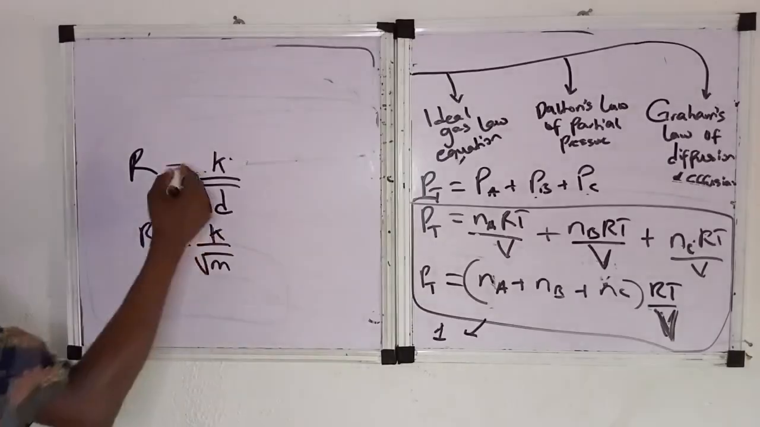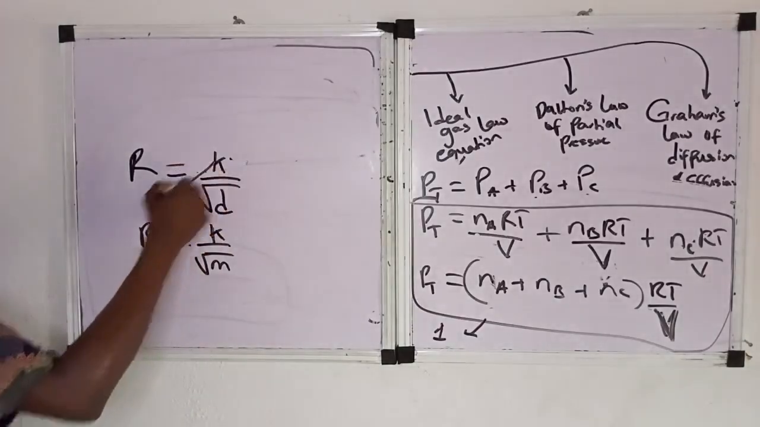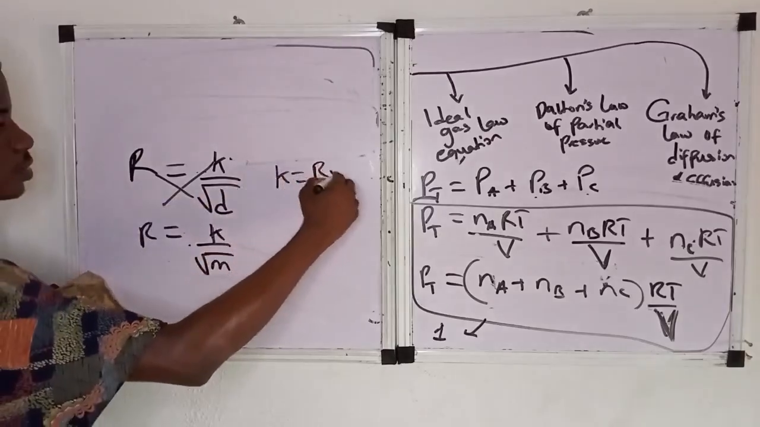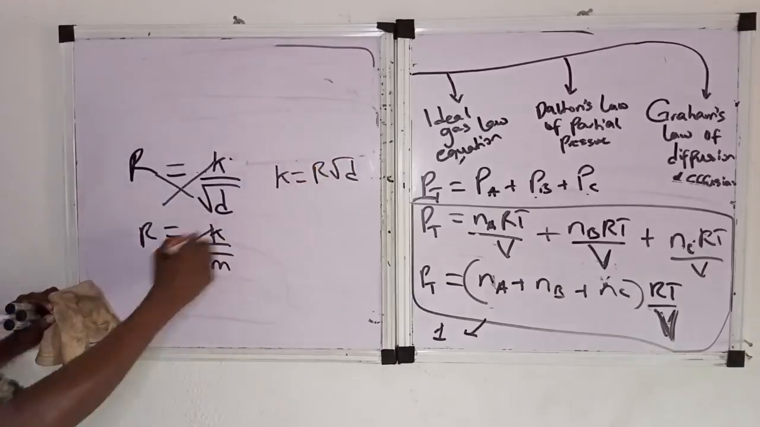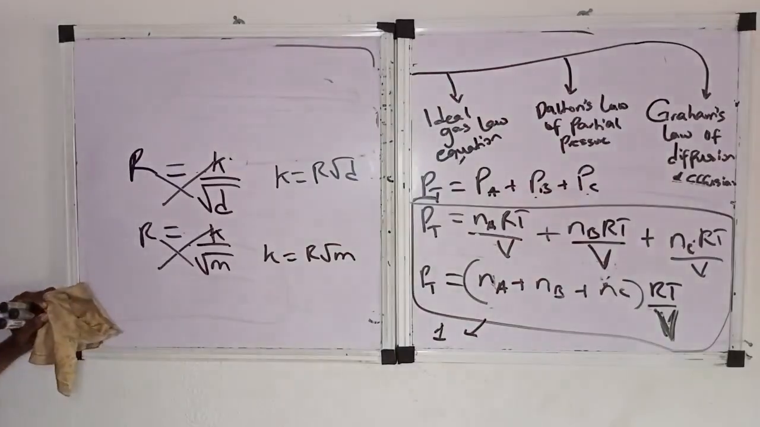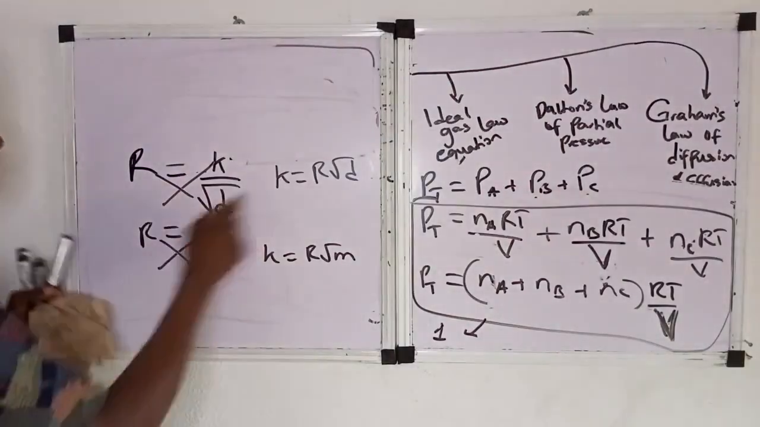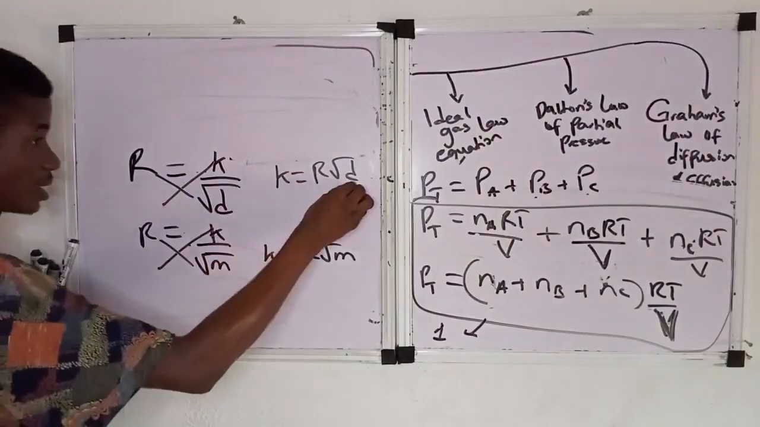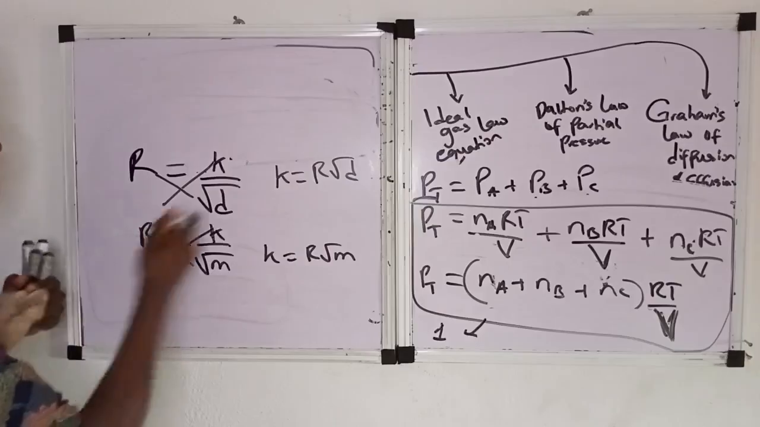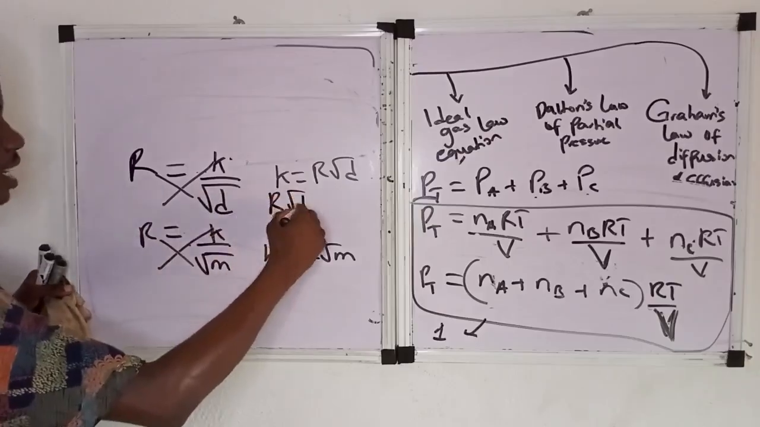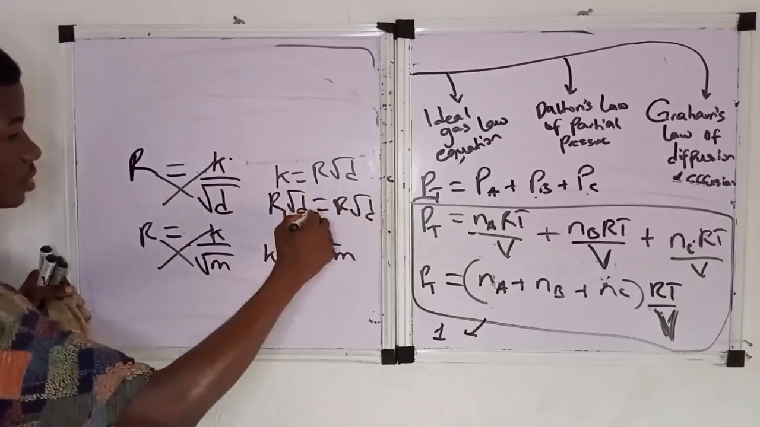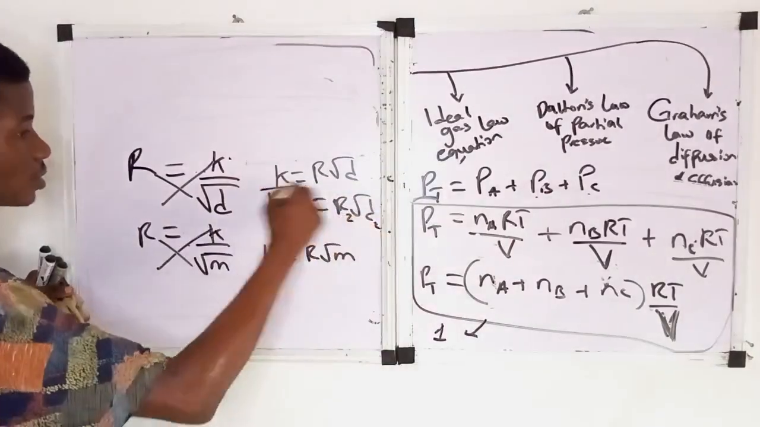It's very easy. Then what are we going to do next? We cross multiply. So if we cross multiply, we have k equals rate times root d. If we cross multiply here, we have k equals rate times root molar mass. So k equals this, which means k itself is rate times root d. Here now, rate 1 times root d1 equals rate 2 times root d2. So this is one formula.